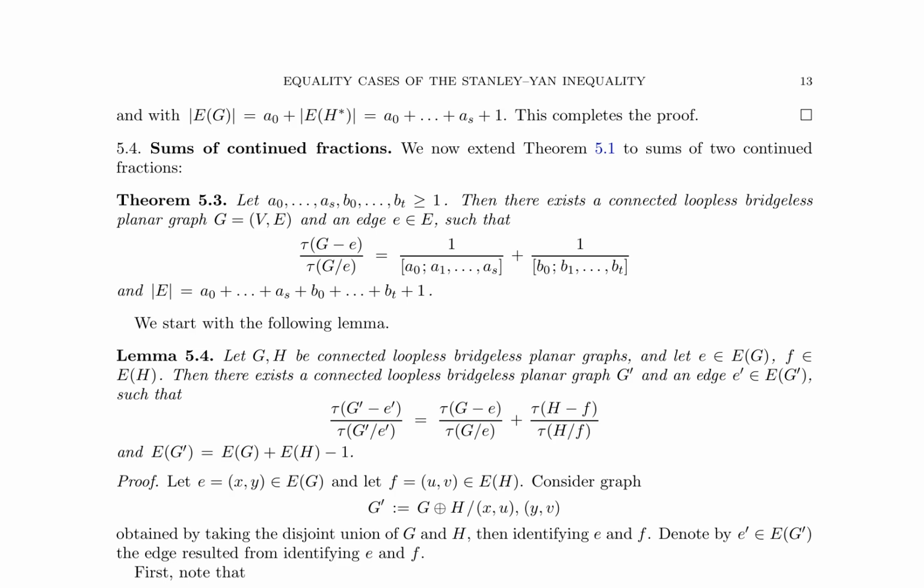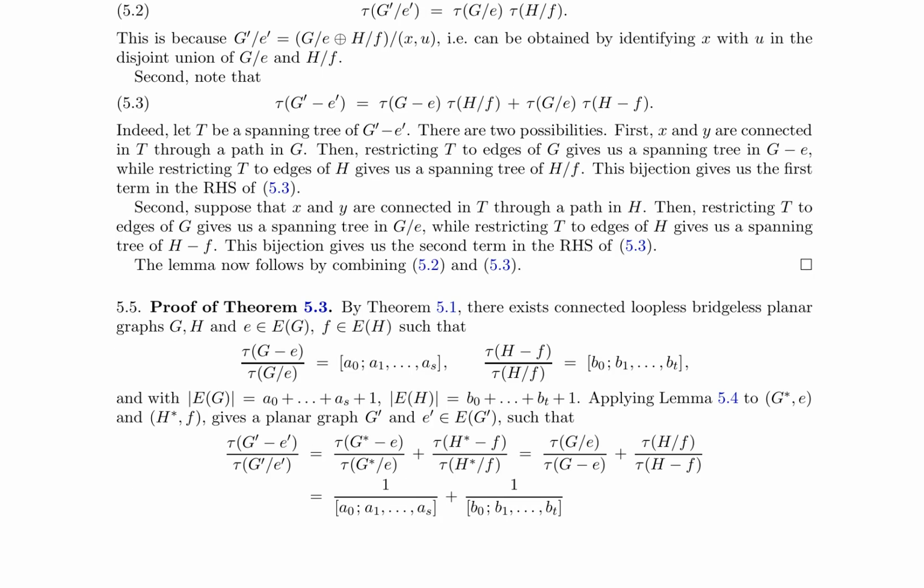The paper discusses the equality cases of the Stanley-Yan inequality, focusing on sums of continued fractions. Theorem 5.3 extends Theorem 5.1 to sums of two continued fractions, stating that for given integers a0, as, b0, bt greater than or equal to 1, there exists a connected loopless bridgeless planar graph G and an edge element e of E, such that τ(G, e) equals [a0, a1, ..., as+1] + [b0, b1, ..., bt], and |E| equals a0 + ... + as + b0 + ... + bt + 1.